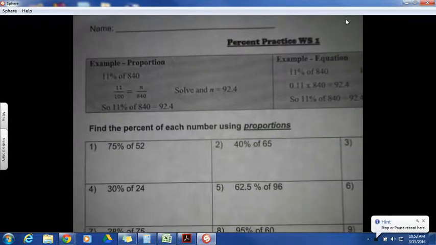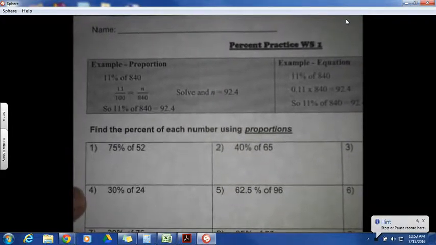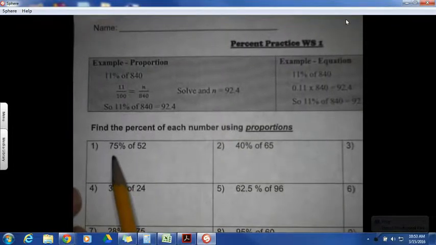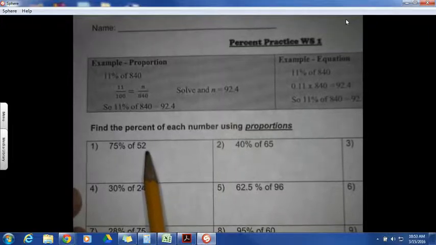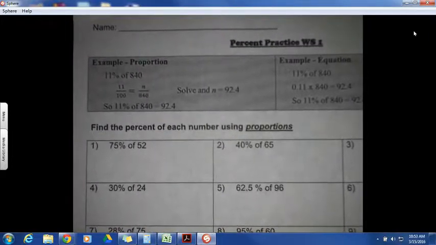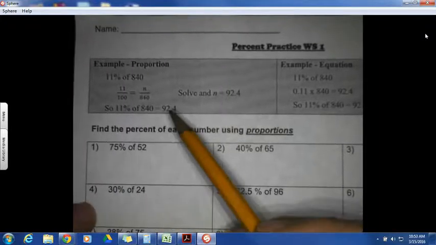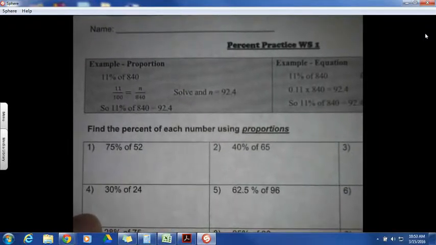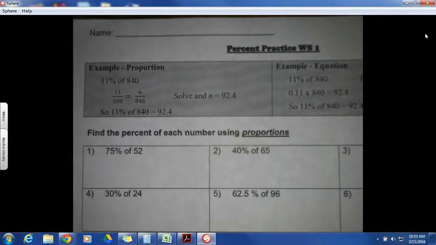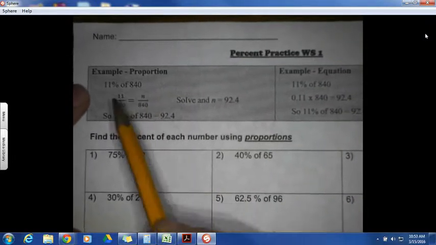Alright, it's Mr. Bernay. We're going to practice some percent problems. In these problems, we're trying to find percents of a number, and I'm going to show you two different ways to do that, to try to solve these problems. The first way is to use a proportion, which we should all be familiar with and how to use. It shows you an example here.